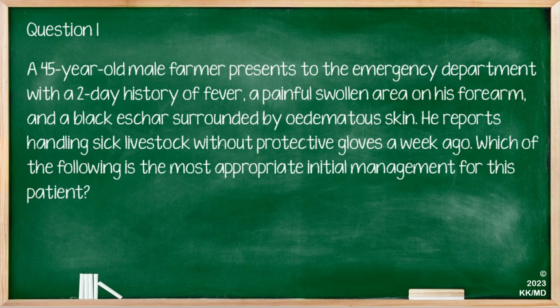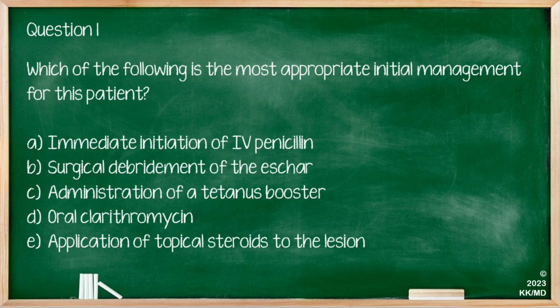So let's try a question. A 45-year-old male farmer presents to the emergency department with a 2-day history of fever, a painful swollen area on his forearm, and a black eschar surrounding the edematous skin. He reports handling sick livestock without protective gloves a week ago. Which of the following is the most appropriate initial management for this patient? So our options are immediate initiation of IV penicillin, surgical debridement of the eschar, administration of tetanus booster, oral clarithromycin, or application of topical steroids to the lesion.